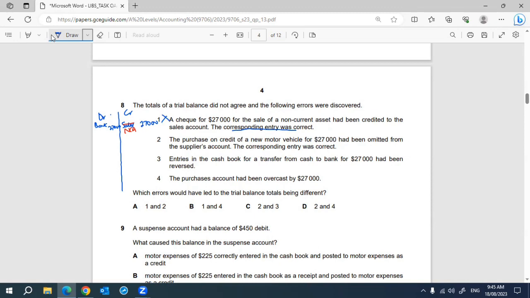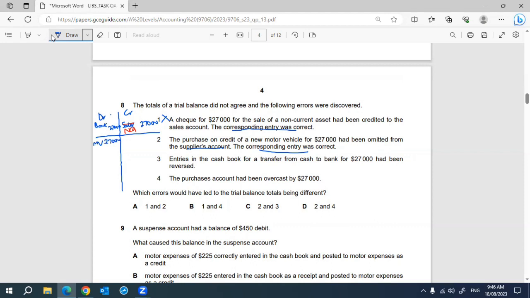Number 2, the purchase on credit of a new motor vehicle for 27,000 had been omitted from the supplier's account. The corresponding entry was correct. Okay, so when we purchase a motor vehicle, the correct double entry would be to debit motor vehicle, which we did correctly, 27,000.